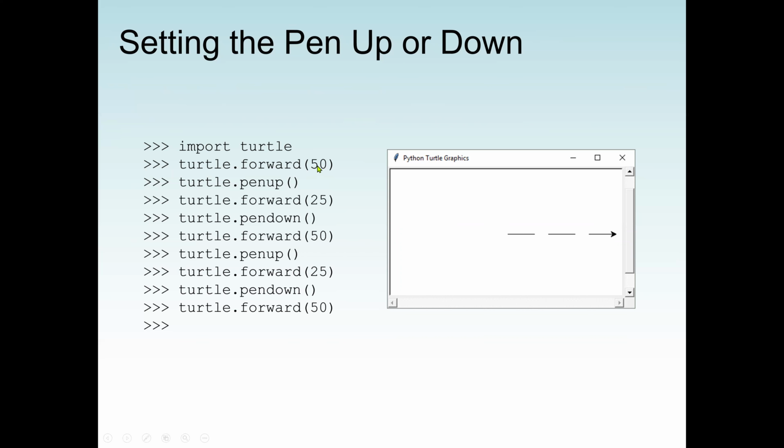So here we have 50, then we move the pen up, then we go forward 25. So that's the dash space of 25. Then we put the pen down. Since the pen is up, we now have to use pen down. Then we draw a line, 50, at the same angle. So we have a second dash. Then we move the pen up, then we have a 25 space again. Then we move the pen down, then we draw 50 again. So we have dashes with spaces between them.